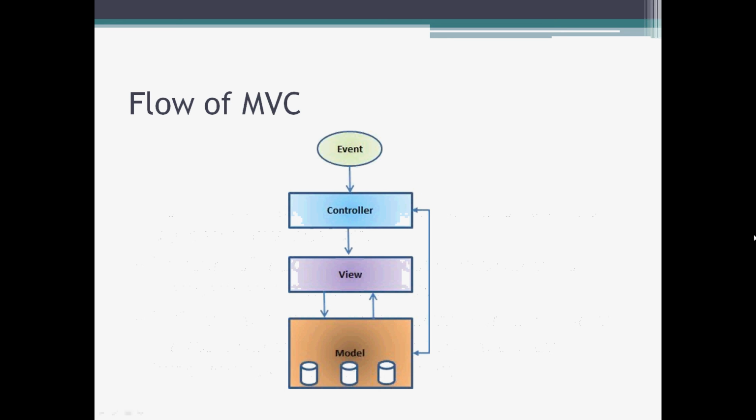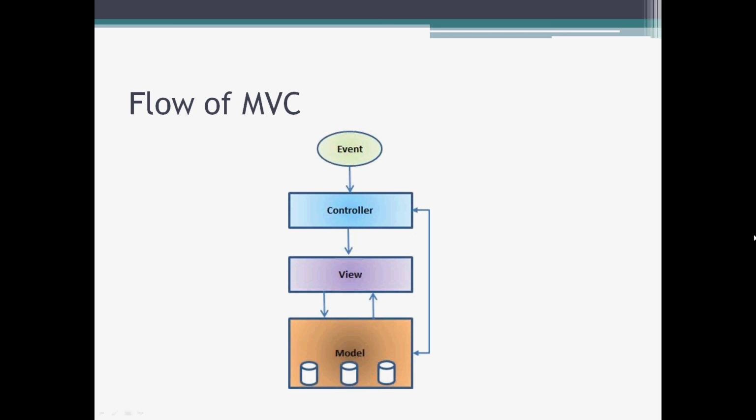So the event is what's triggered by the user. That goes to the controller. The controller then goes to the view, which accesses data from the model. The model passes that data back to the view, and then it's shown to the user. And then the controller can also interact directly with the model if it's just changing information.